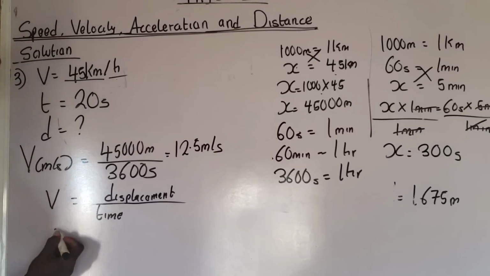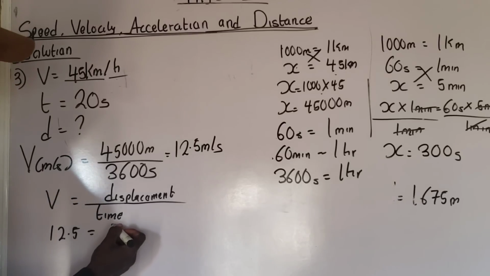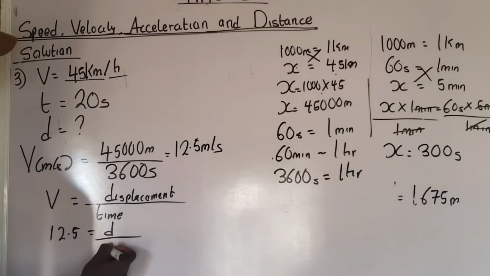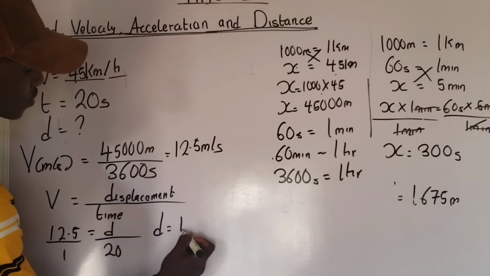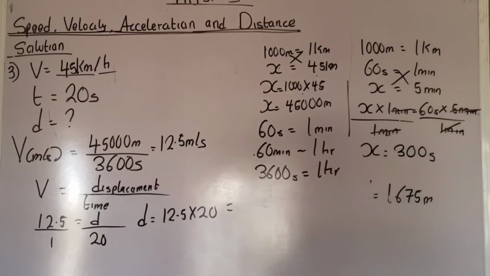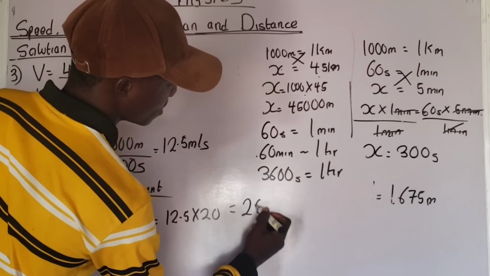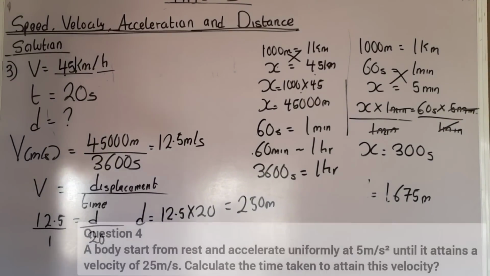So velocity is 12.5, equals displacement, which is what we are looking for. So let us represent it as D all over time. The time that we are given is 20. Okay, so if you take the cross product, D equals 12.5 multiplied by 20. So 12.5 multiplied by 20 will give us 250. So the distance is 250 meters. Do you understand? Okay, so let's have another question.